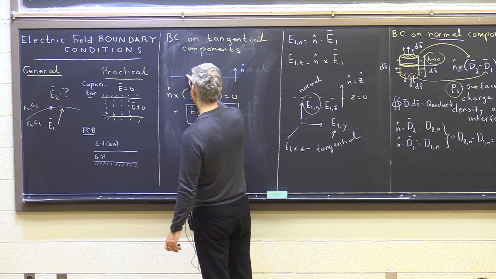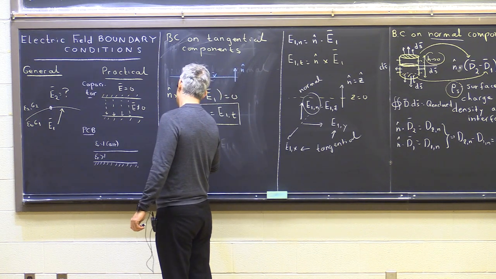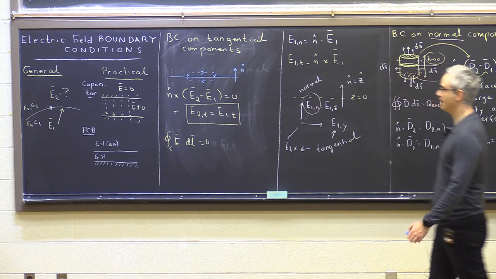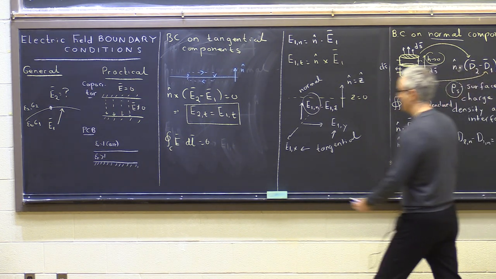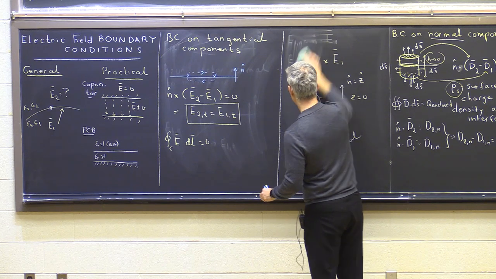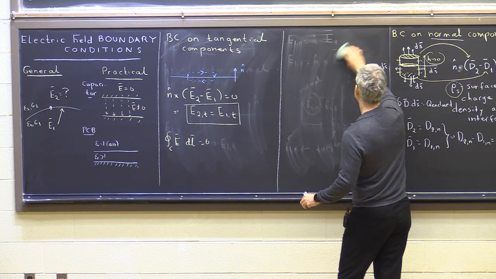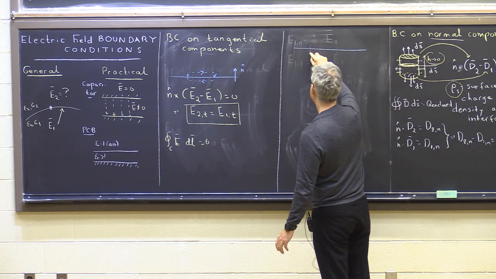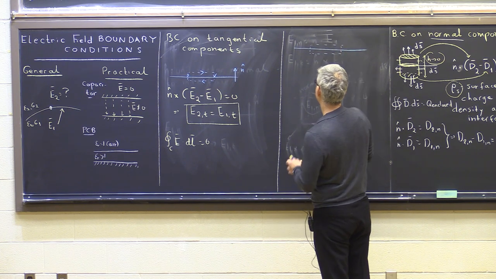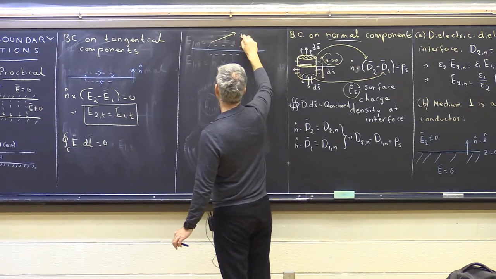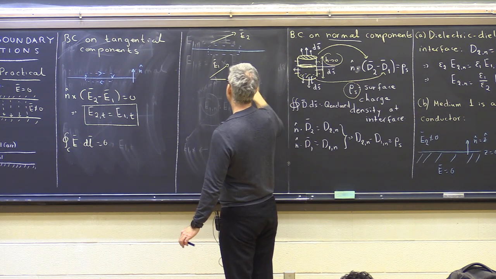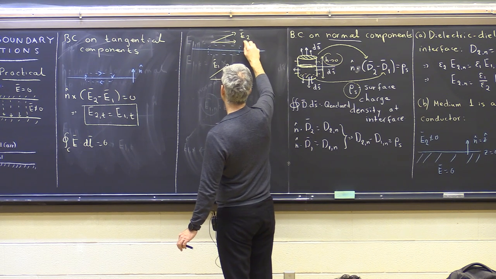Because if you imagine running E dot dl equals 0 across the interface, and maybe I will need some more space for this, which I will borrow from the next board. So this is the interface. This is E1, E2. This is E1. The tangential component is E1t. This is the tangential component E2t.